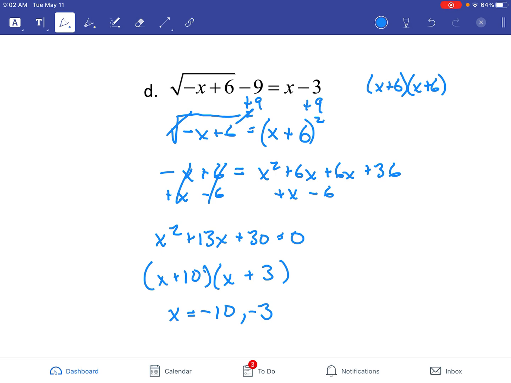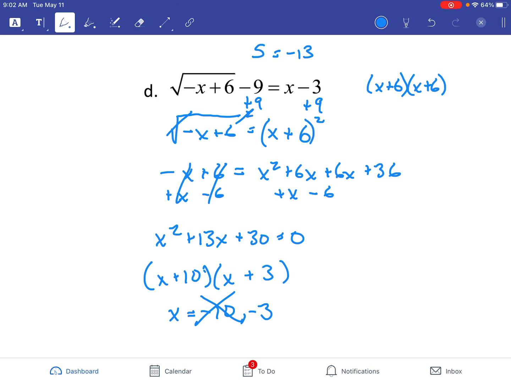Okay, so negative 10 in for x gives you negative and negative 10 is positive 10. Plus 6 is 16. The square root of 16 is 4. And 4 minus 9 is 5. So we have 5 on the left. Negative 10 minus 3 is negative 13. And that is not a true statement. So negative 10 cannot work.